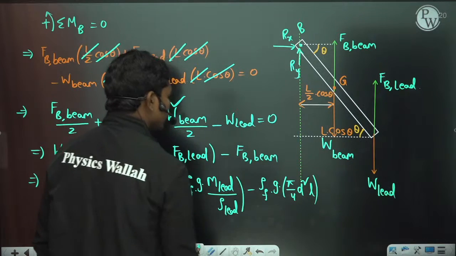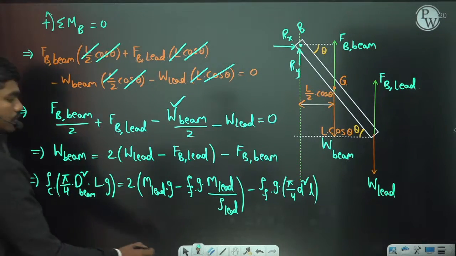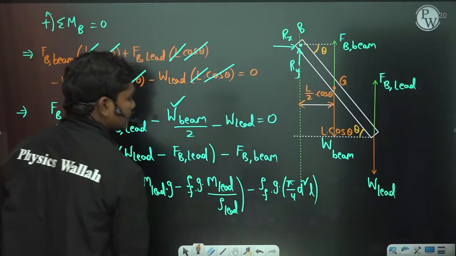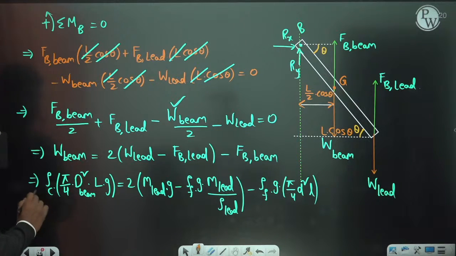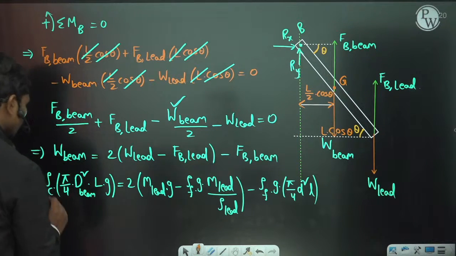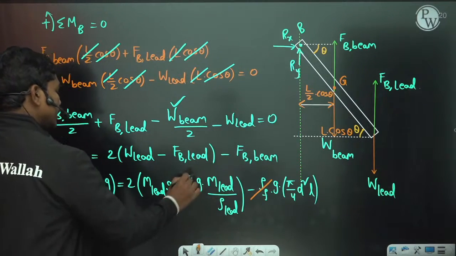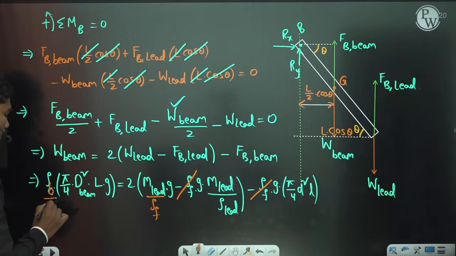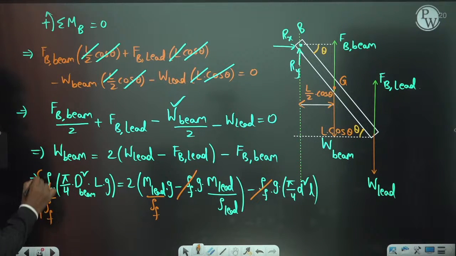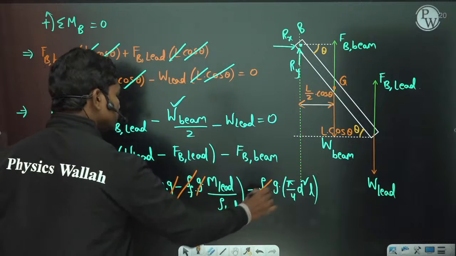Now every value is given to you except this rho beam, because the fluid density you know. If you divide this equation with the fluid density, then you will directly get the specific gravity of the beam material. So let us write rho beam. Dividing by the density of fluid everywhere, this value becomes the specific gravity. G gets cancelled all over.